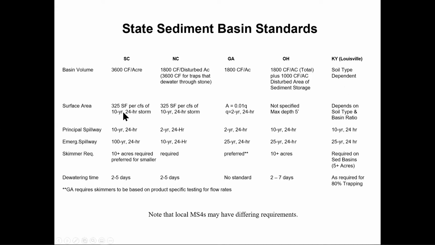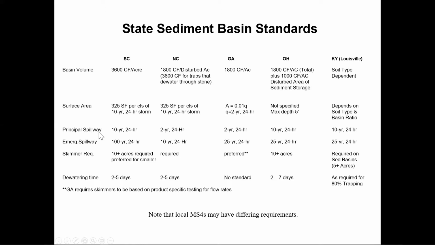Surface area is 325 square feet per CFS for a 10-year storm in South Carolina and North Carolina. In Georgia, it's based on a 2-year storm, and if you run the math, it comes out pretty similar to the 10-year storm requirement. Ohio does not specify a surface area, but has a maximum depth of 5 feet, and by doing so, ensures they have a reasonable amount of surface area for the basin. And then again, Kentucky requires it to be calculated based on the soil type and a basin ratio.